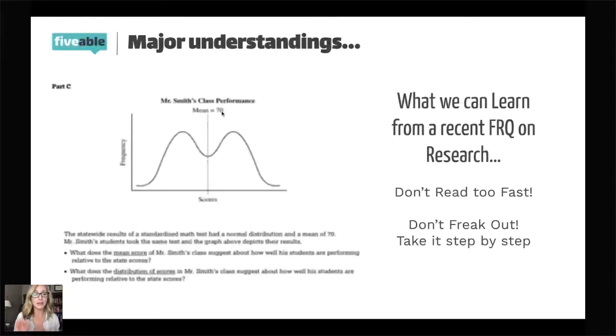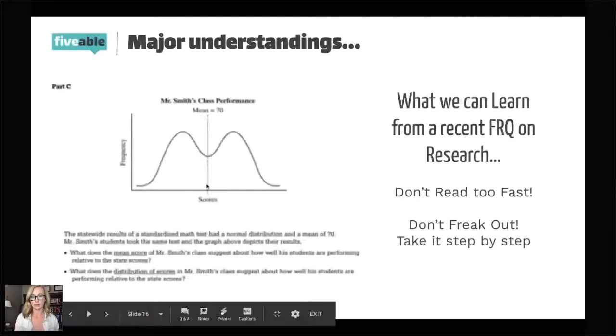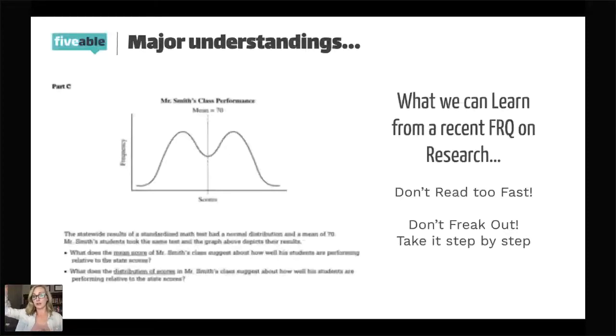Okay, so the statewide results of a standardized math test had a normal distribution and a mean of 70. That's the first very important piece of information. Mr. Smith's students took the same test, and the graph above depicts their results. Okay, so we have like one piece of data, which is the statewide results, and their average is 70. And then this graph is of Mr. Smith's class performance on the same test.